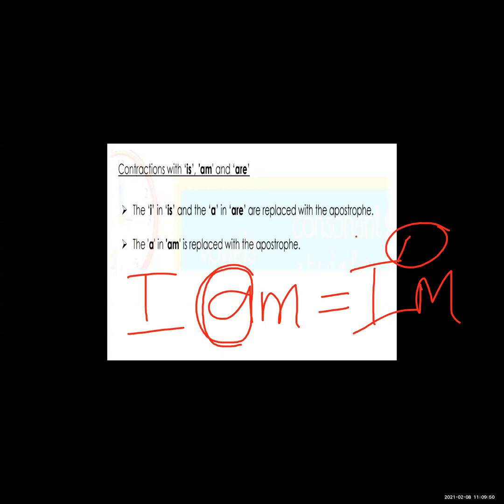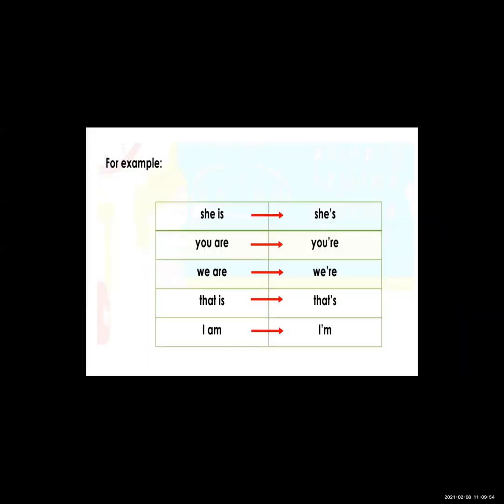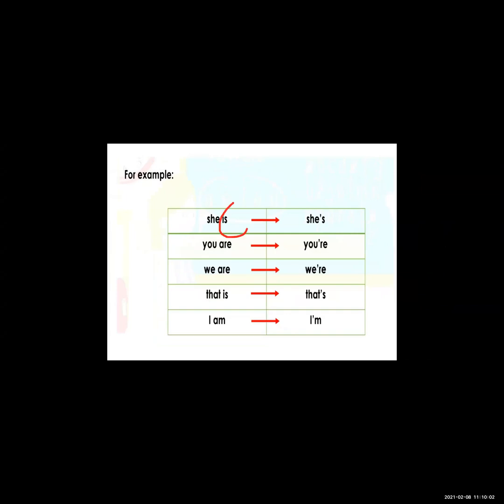Okay. Let us see some examples over here. See the example: she is. Here we are going to replace the I in is with an apostrophe. She's. Okay. Now, you are. This A we are going to replace with an apostrophe. You're. Okay. You are.